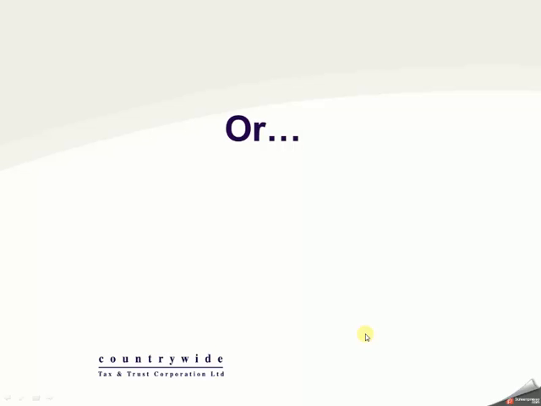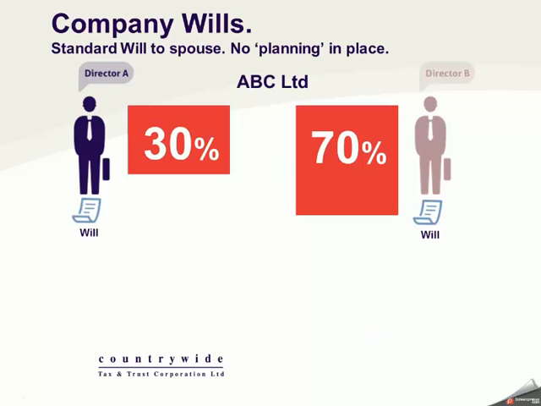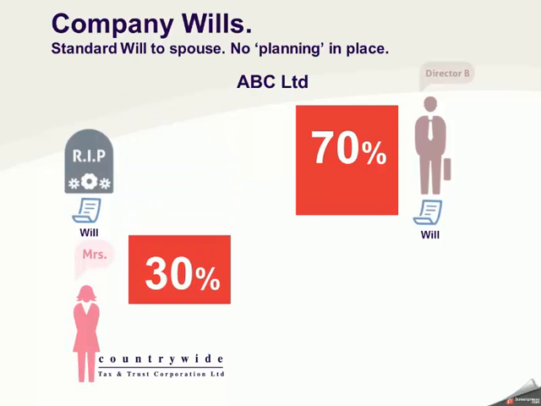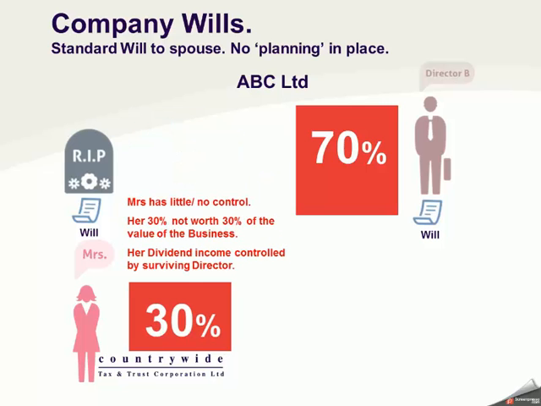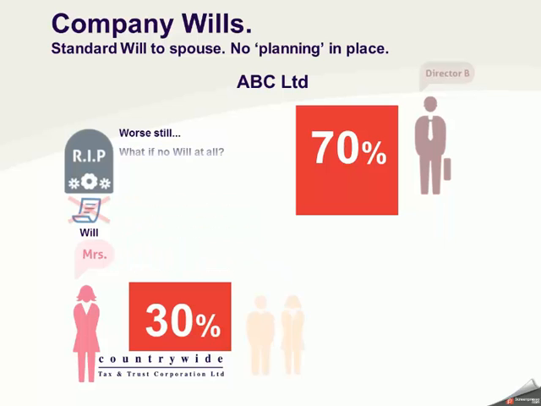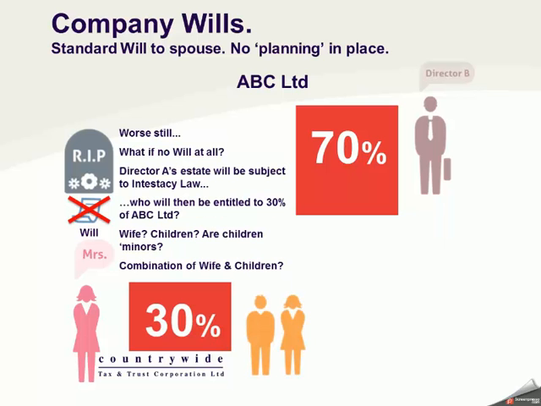Or of course, we could have a situation where Director A has 30% of the business and Director B has 70% of the business. Again, we have Director A passing away with his 30% now. Again, all the same issues as we had in the first place when we were 50-50, but also now we have to consider that the surviving spouse has little or no control on this business at all. Again, her 30% probably is not going to be worth 30% of the value of the business, and of course any income that she is potentially going to receive from Director B is controlled by Director B. And again, the implications there with intestacy laws.